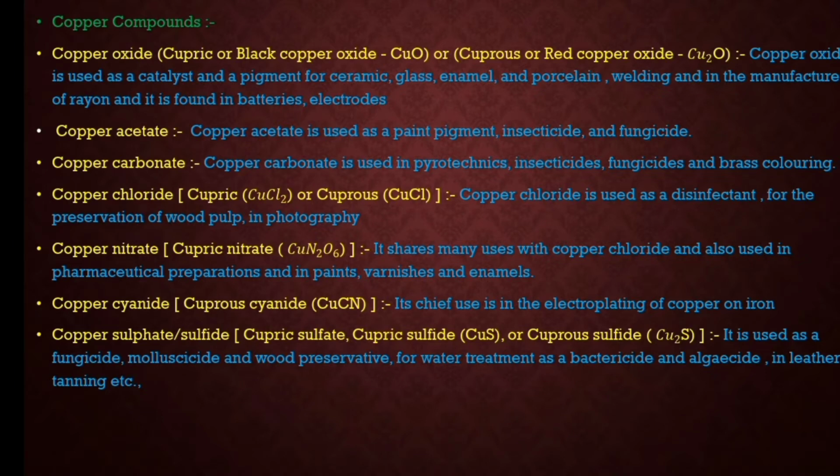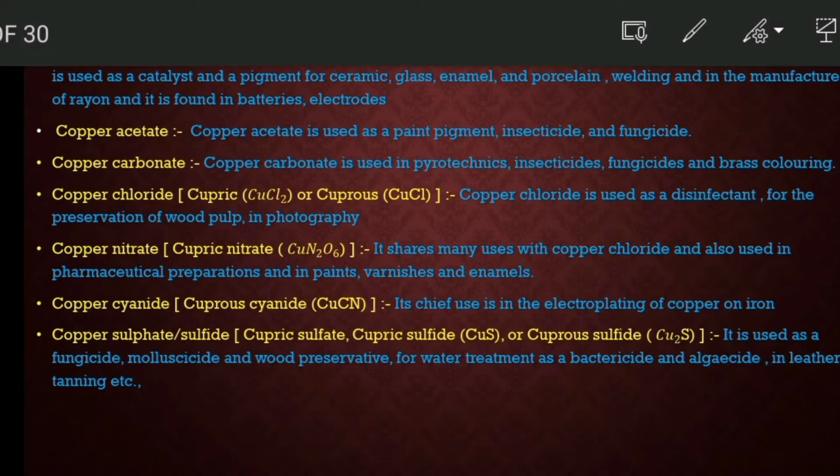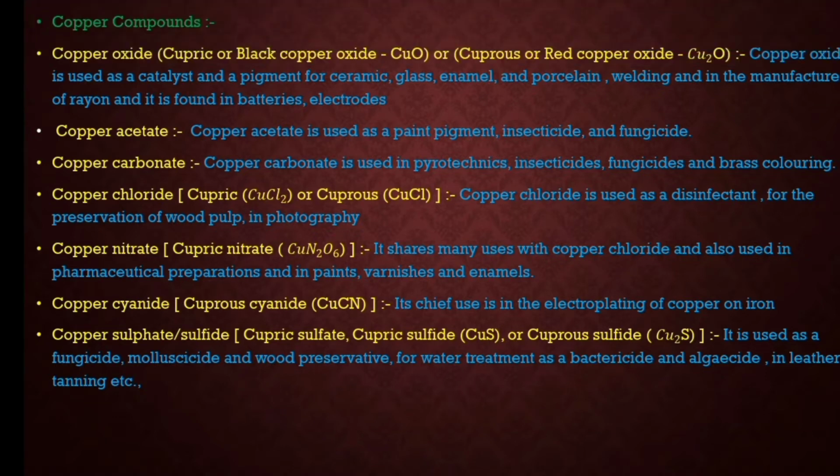Now coming to copper sulfate or sulfide. Cupric sulfide is CuS and cuprous sulfide is Cu2S. Copper sulfate or sulfide is used as a fungicide, molluscicide and wood preservative, and also for water treatment, as a bactericide, and as an algicide in leather tanning. So these are the other uses of copper sulfate.